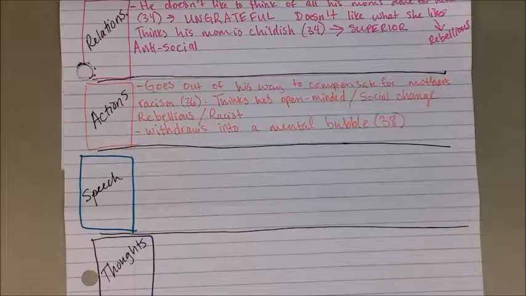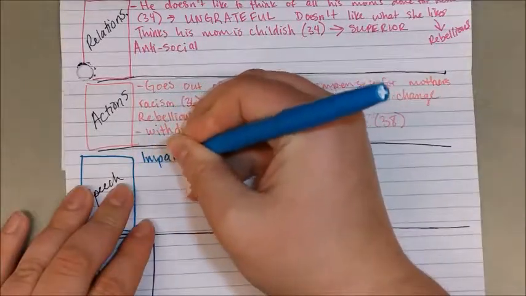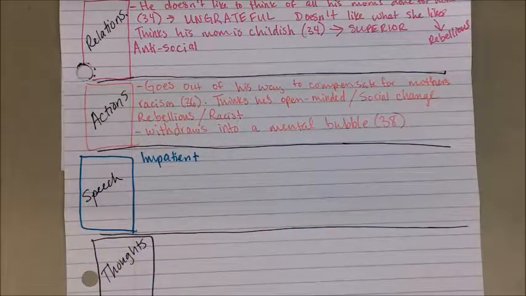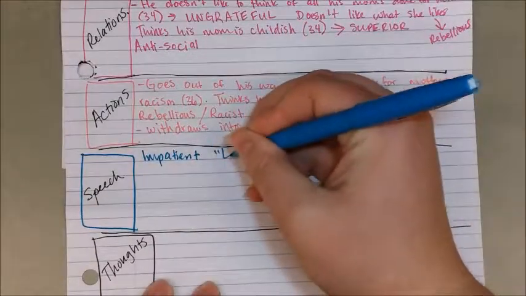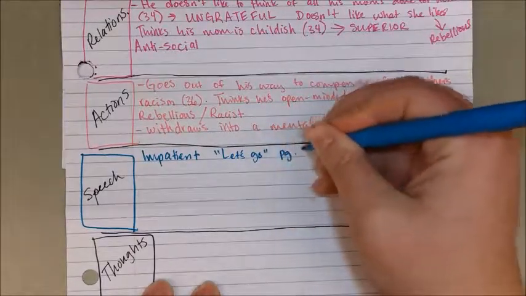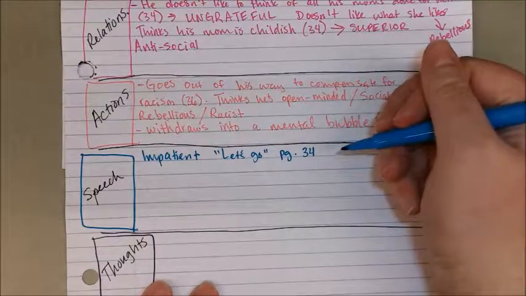And now let's move on to speech. What does Julian say in the story, and what does this tell us about his character? Well, we know that he is impatient because he tells his mother, let's go, on page 34. And he tells her, it's all right, it's all right.